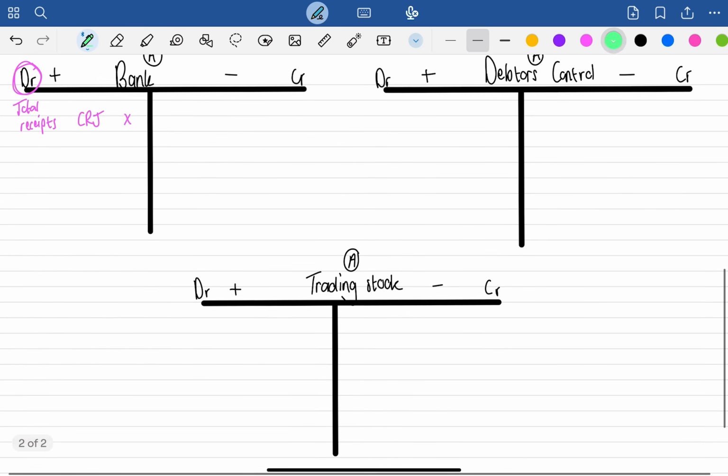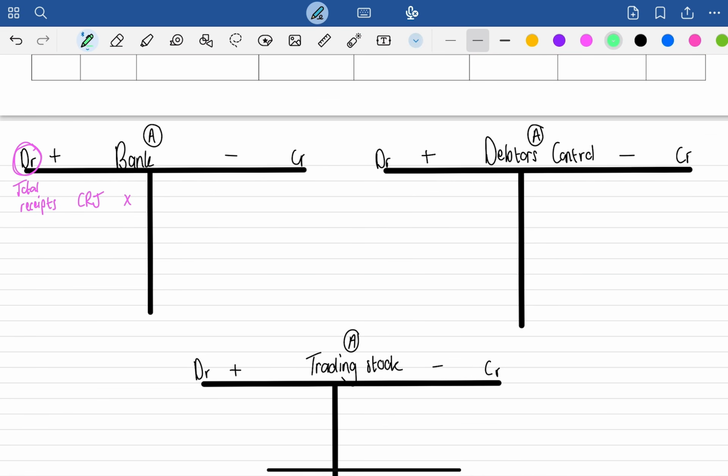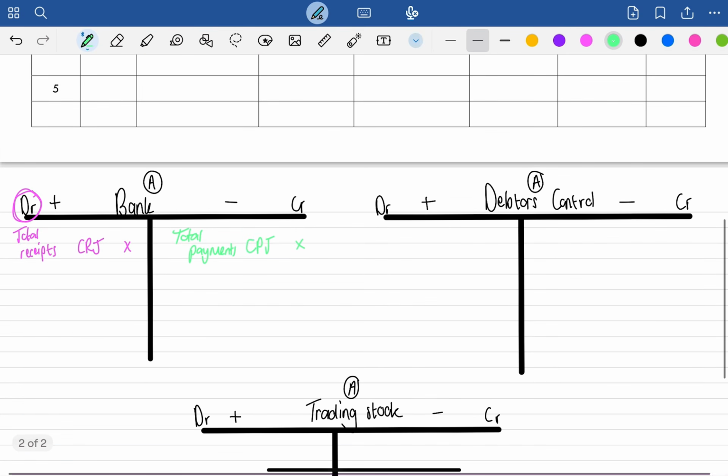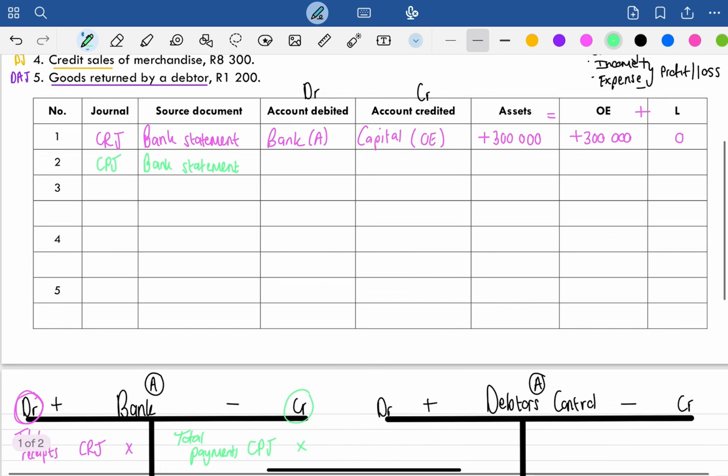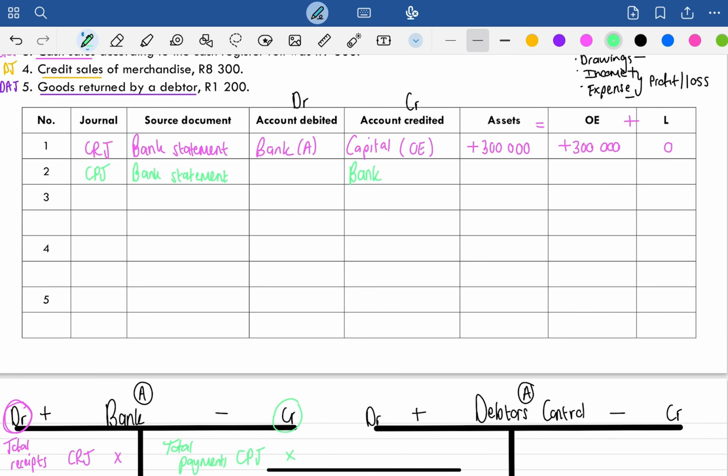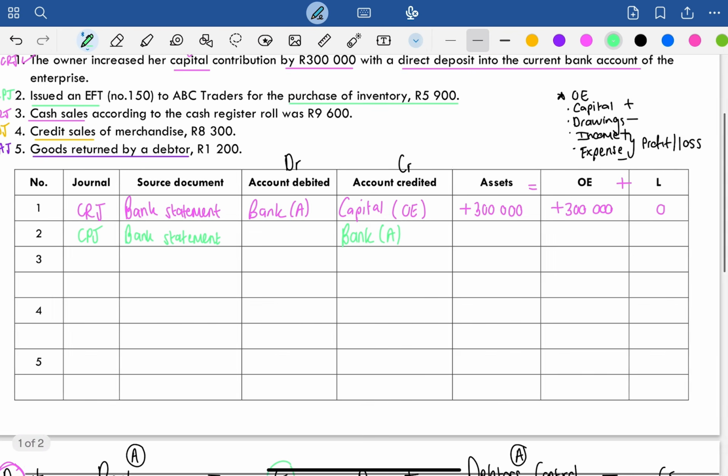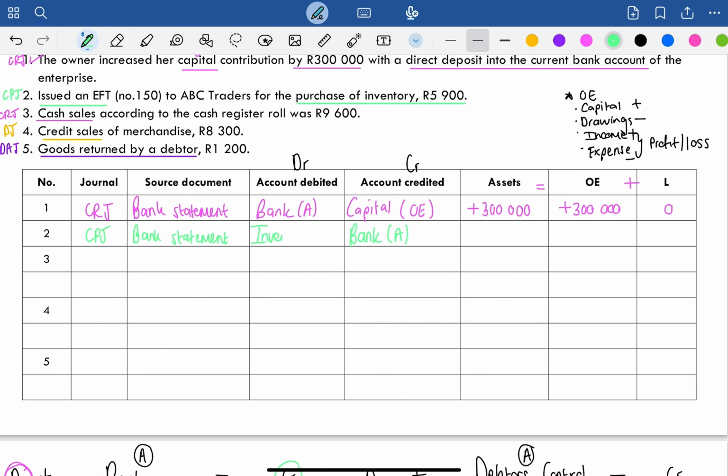Another way of thinking about it is to go to the actual bank T and say, well, if I'm paying money every time, my bank will have less money in it. So all payments we make will essentially reduce how much money I have in bank. And therefore, every single time it's a CPJ transaction, my bank is going to be credit. And that's exactly what I'm going to do. So account credited is bank. And account debited, in this case, will be inventory or trading stock, as that is what we have bought. Now, if you look at this, inventory is an asset.